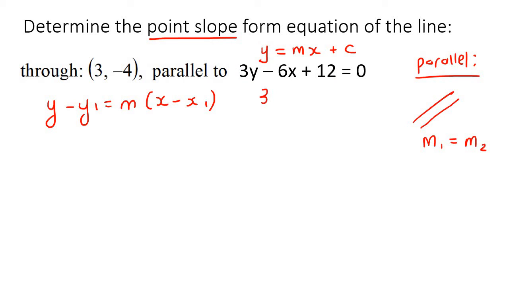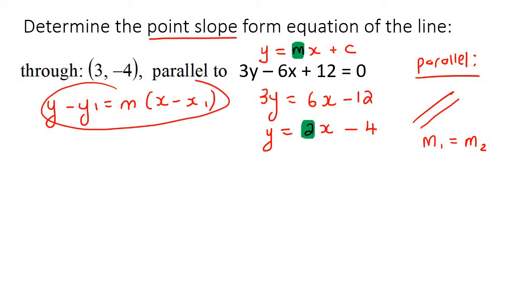So what I'm going to do is I'm going to take the 6x to the right, so it becomes positive, and the 12 to the right, so it becomes negative. Then I'm going to divide everything by 3 to get the y completely by itself, so you end up with 2x take away 4. Now that it is written like this, we can say that the 2 is the slope. So we can say that the slope is 2, so that means the slope of this line is also going to be 2. So let's quickly go fill that in.